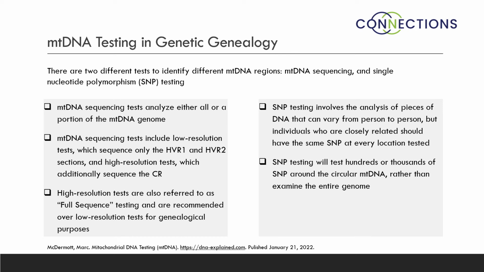SNP testing involves the analysis of pieces of DNA that can vary from person to person, but individuals who are closely related should have the same SNP at every location or most locations tested. SNP testing will test hundreds or thousands of SNPs around the circular mtDNA rather than examine the entire genome.